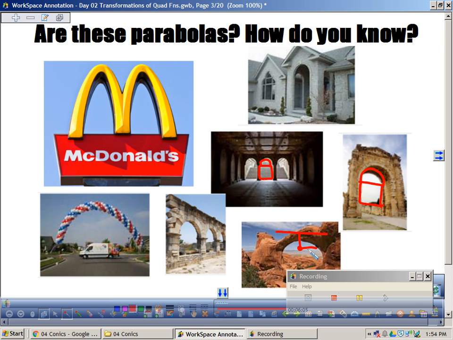It could be a circle. And the balloons? We don't know with the balloons. We don't know with the McDonald's unless you were to actually measure it. I don't know if this one is or not. Right? It looks like it. It could be.